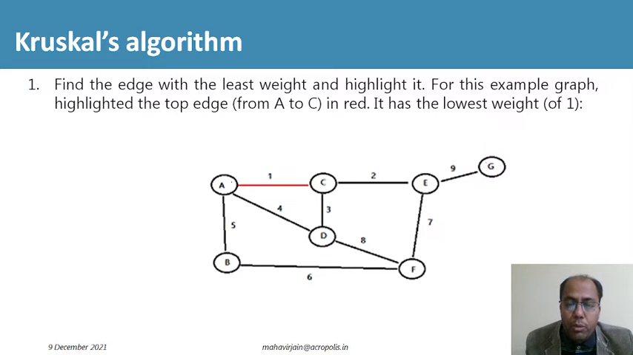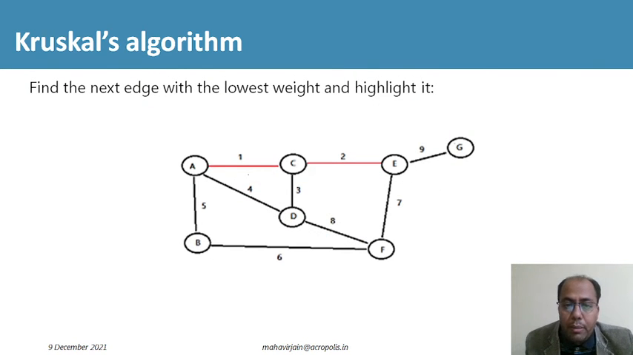In this example, you can see we are first selecting the minimum edge. In this graph, you can see that 1 is the minimum edge, connecting A to C. So first we will connect A to C. After that, we will find the second minimum weight, that will be 2, and we will connect C with E. So first we have connected A to C, then C to E, because A to C has the minimum weight. After that, C to E again has the minimum weight.